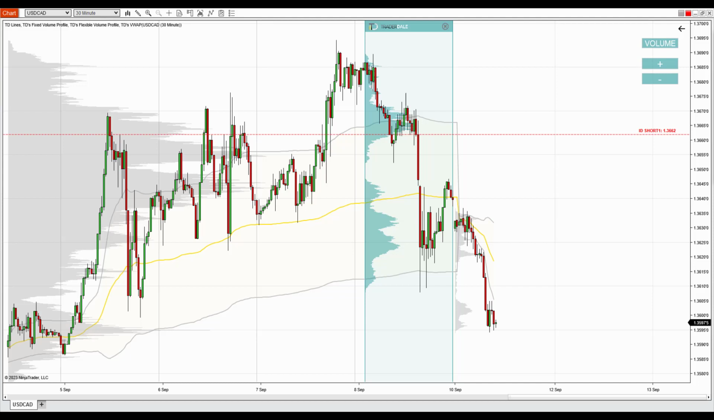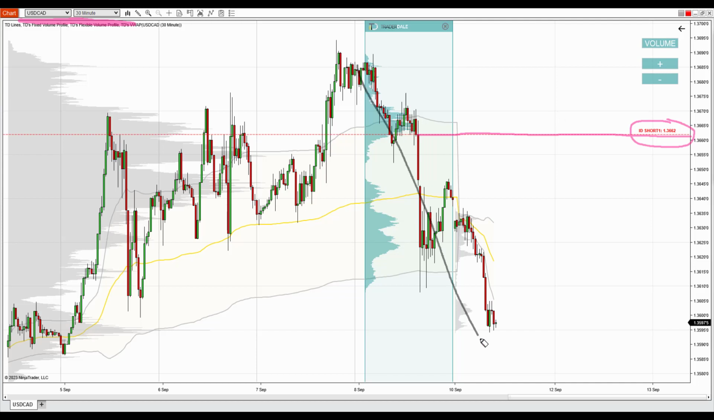What you are looking at is NinjaTrader 8 platform with my custom-made volume profile and VWAP indicators. And the first trading idea that I like to talk about is on the US dollar, Canadian dollar on a 30-minute chart. And I want to talk about this newly formed resistance, which is at 1.3662.